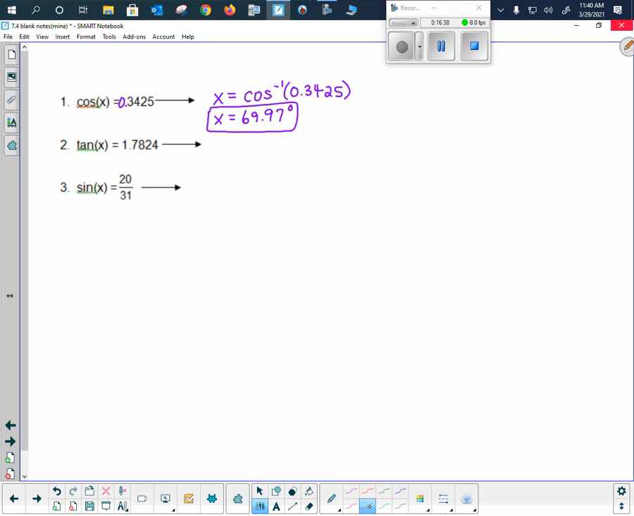All right, let's see how you did. So again, this is tangent of an angle equals a side divided by a side. So I know the step that I've got to have for credit is that x equals the arc tangent, or inverse tangent, of 1.7824. I'm going to keep saying arc to remind myself it's an angle. And therefore, x equals 60.71 degrees.